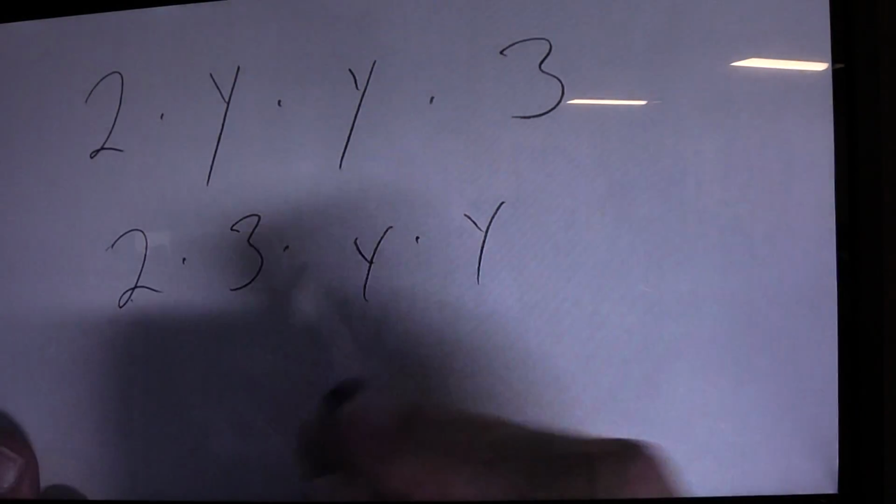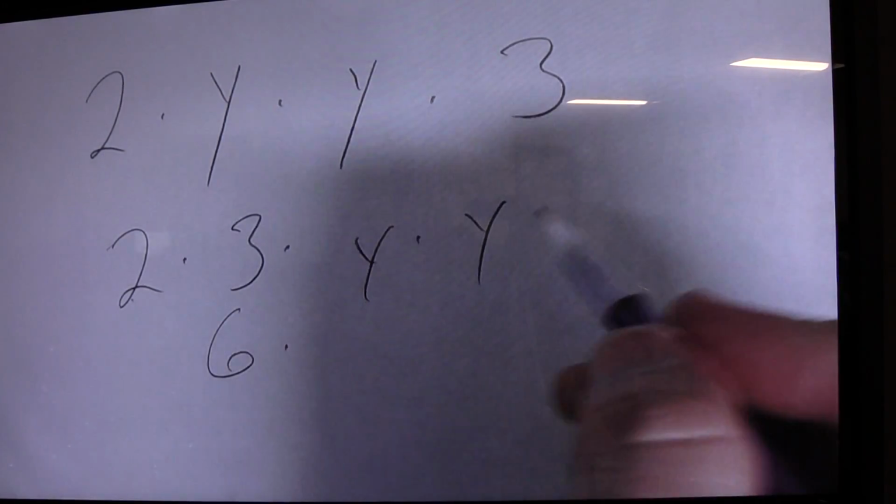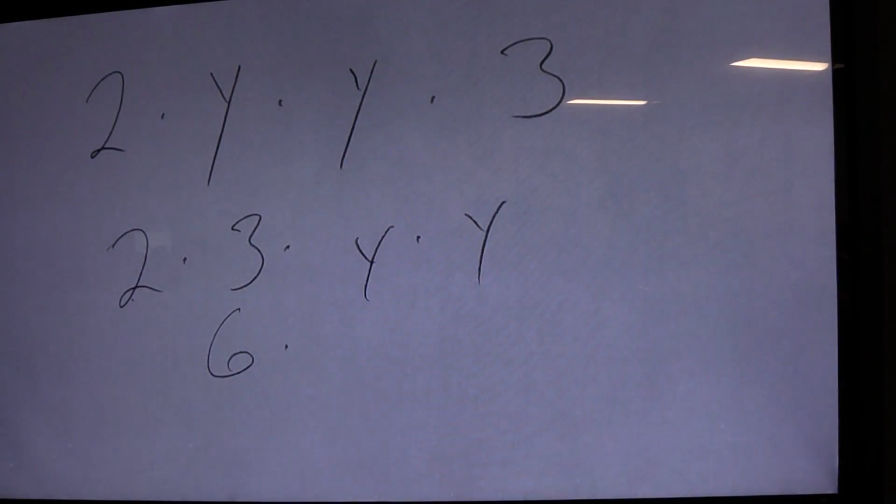Now, 2 times 3 is 6, and y times y. Since we have y times y, we're going to call this y to the second power. Y to the second power. Another way of saying that is y squared.